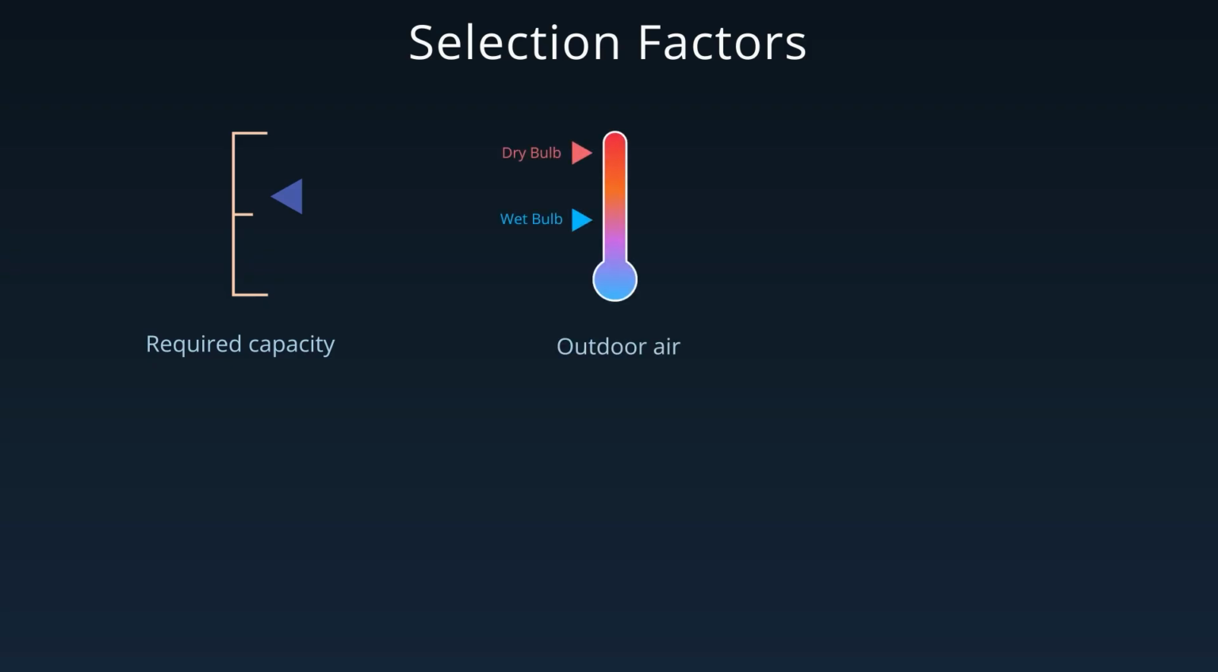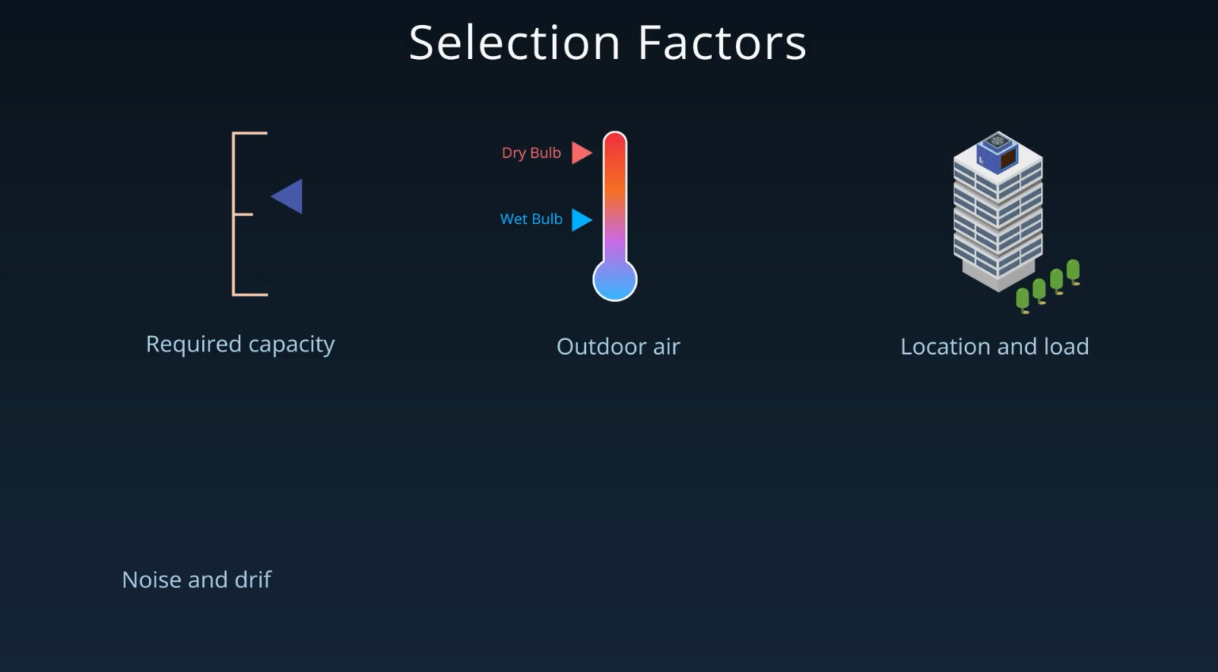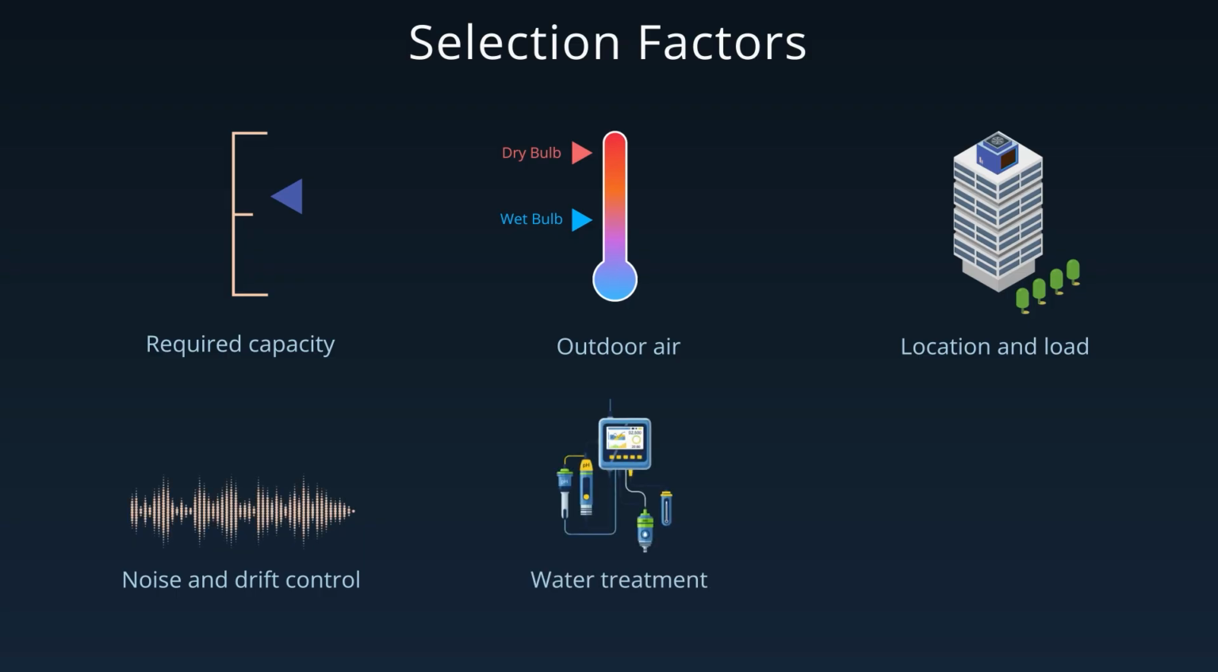When selecting a cooling tower, engineers must consider the capacity needed for connected chillers or heat pumps, the local wet bulb climate, and seasonal variations, available space and structural load on roofs or pads, noise limits and drift control requirements, water treatment needs since open towers can scale, corrode, and support biological growth, first cost but also life cycle cost, including energy, water use, and maintenance.